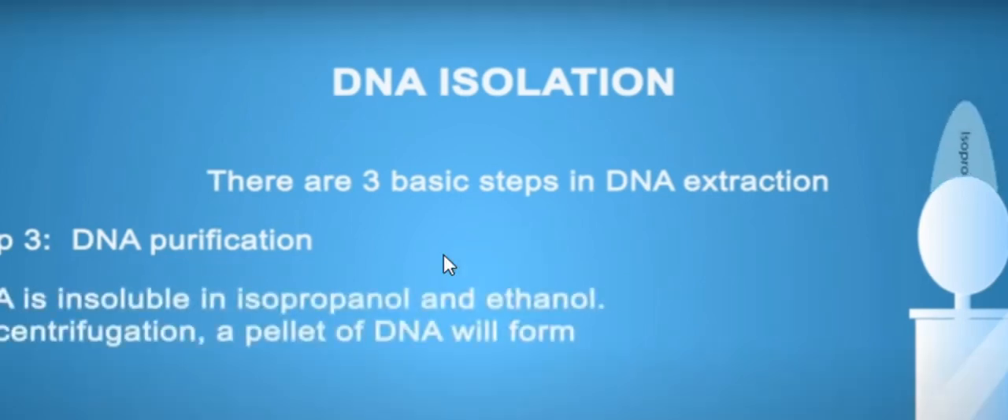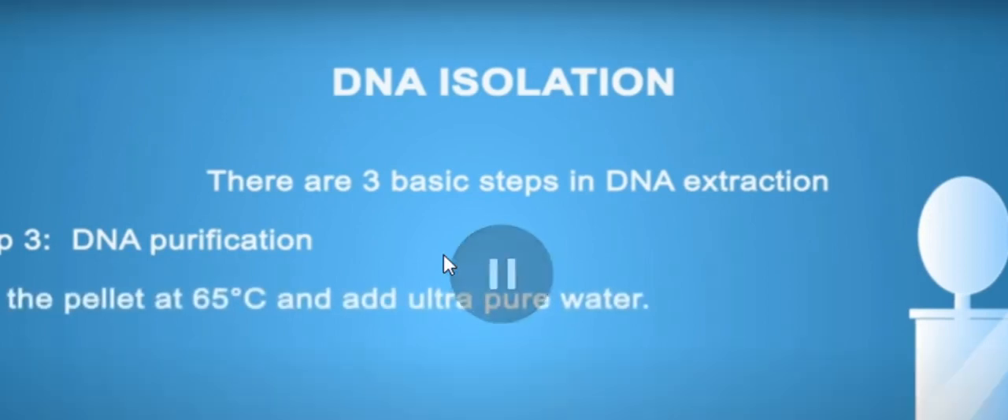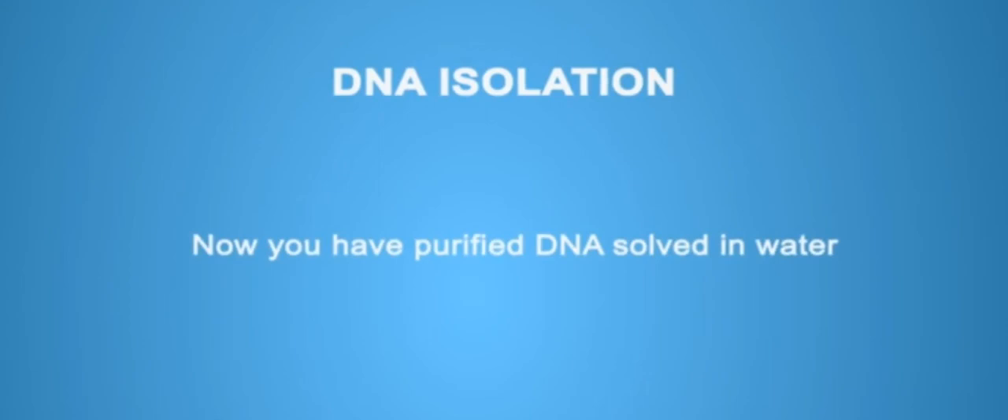Then again you have to conduct the centrifugation. Finally, you will get a pellet of DNA. Next, we have to dry the DNA pellet at 65 degrees Celsius. Then you have to add ultra pure water. It is very pure water, no impurities should be there. Then you will get the purified DNA.